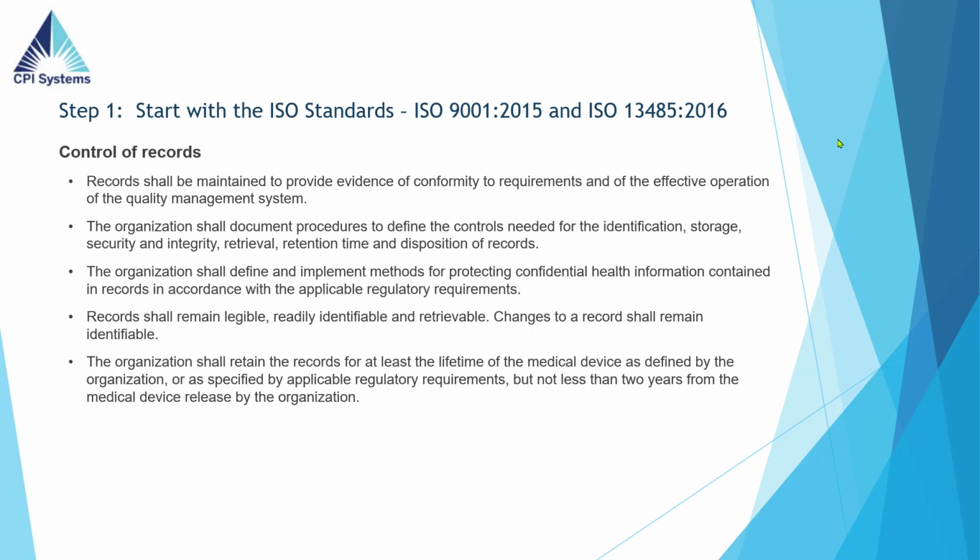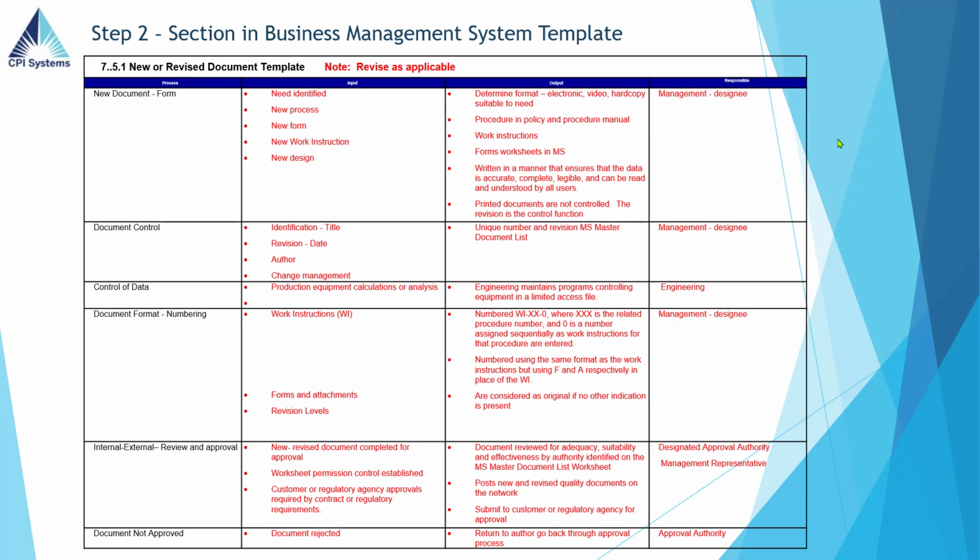Same thing with control of records. There's a requirement for a procedure in 13485, but not in 9001. Okay, once I go through and make sure, I pull up my template for 13485 and 9001, and in this case, this is just the second section on document control. All the items in red will be changed to reflect the company.